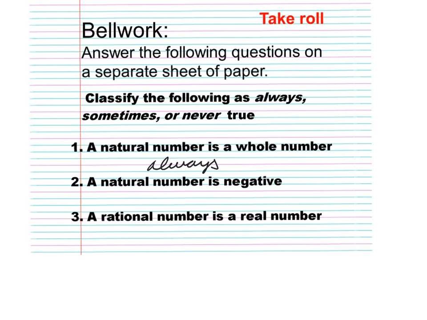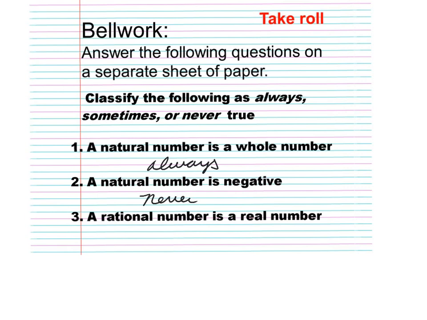Does that make sense? A natural number is negative. Never. Why is this never true? Because it's your counting numbers, right? Somebody said it earlier, 1, 2, 3, 4. We don't include our negatives. We don't include 0.